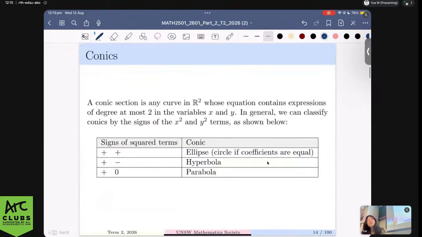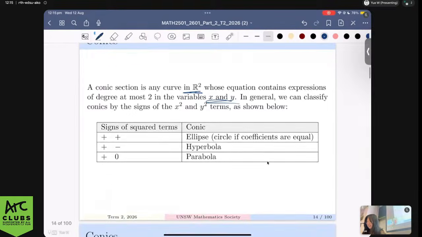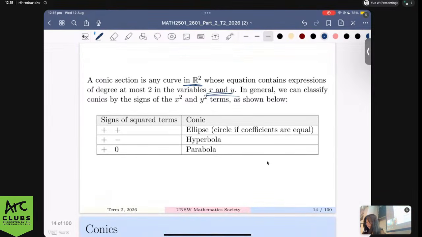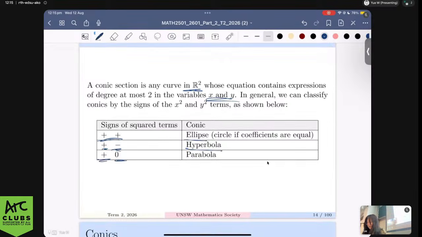Okay, now moving on to conics. So a conic is any curve in a two-dimensional space whose general equation contains expressions of degree at most 2 in the variables x and y, right? And we classify conics by the signs of x squared and y squared. I'm not going to go too much into it because I think you have seen this in high school, but basically if the signs of both squares turn out positive, it's an ellipse. One positive, one negative, hyperbola. And if one of them is positive and the other one is 0, it's a parabola.